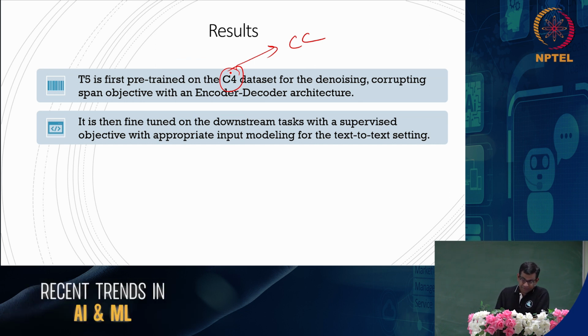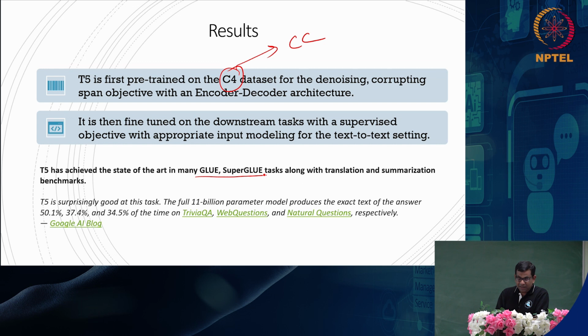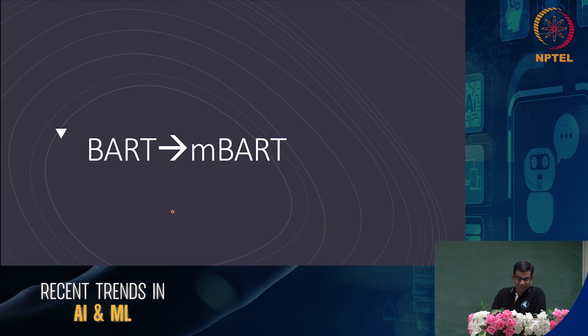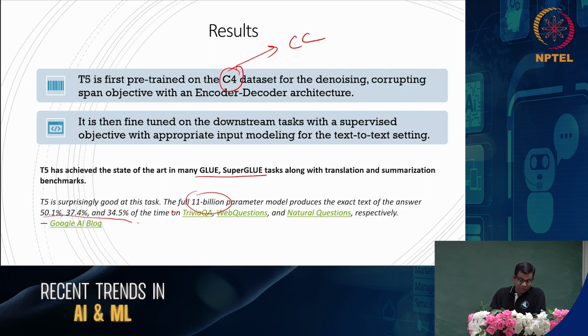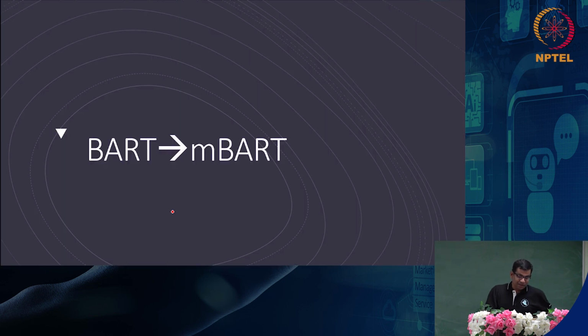Then it's fine-tuned on downstream tasks, but at the end, what it achieved is state-of-the-art results on many GLUE and SuperGLUE tasks, with reasonably good accuracy for an 11 billion parameter model. So that's useful. You can use T5, it's a very powerful model, and it has a multilingual version, which I won't cover, that's trained on multilingual data. Now, was there any question up to this point?